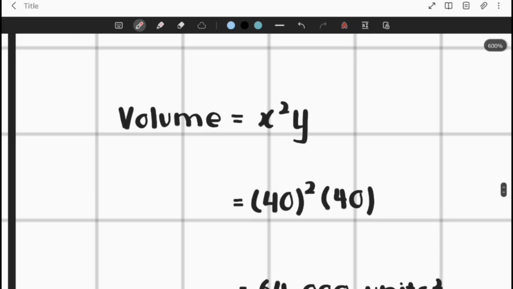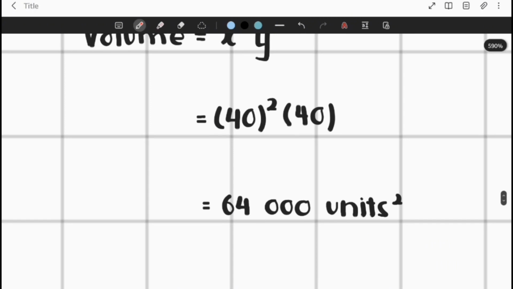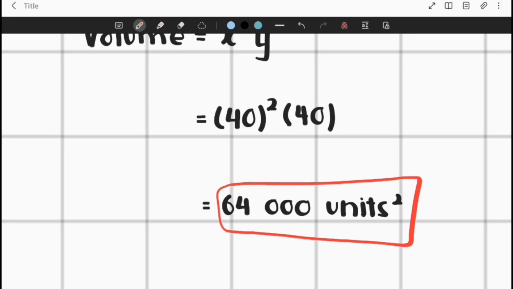And lastly, the question wants the volume and dimensions of a square base box. First we find the volume, using the formula x squared y. We substitute the values of x and y, which are both 40, and we get the answer 64,000 units squared.